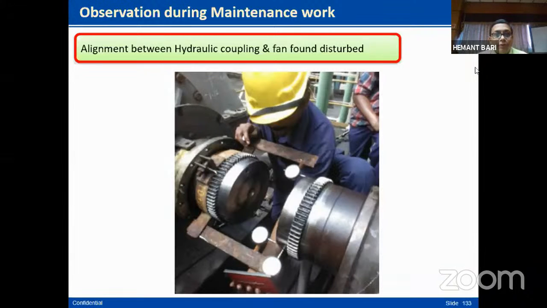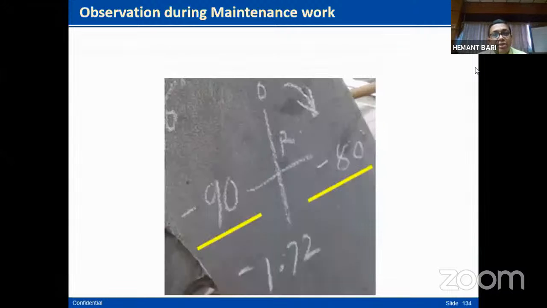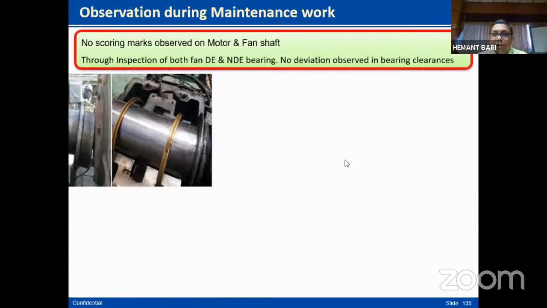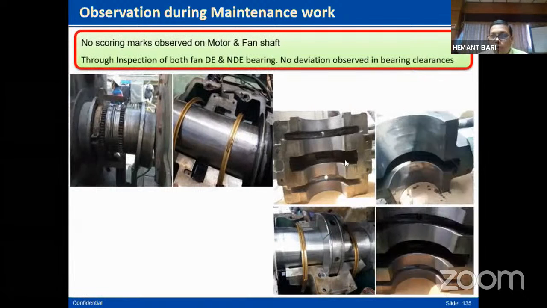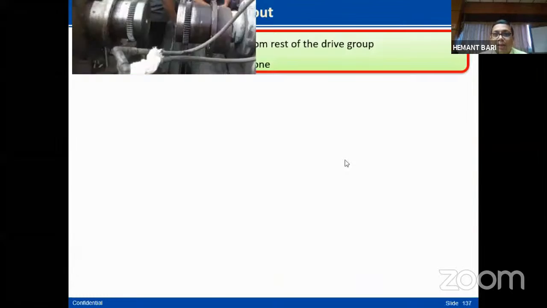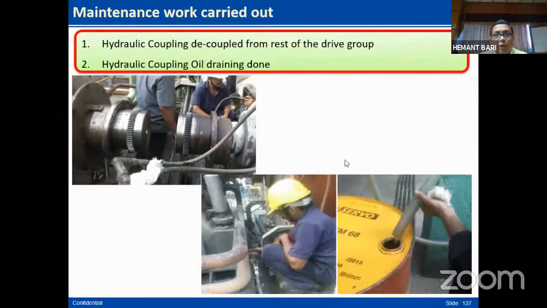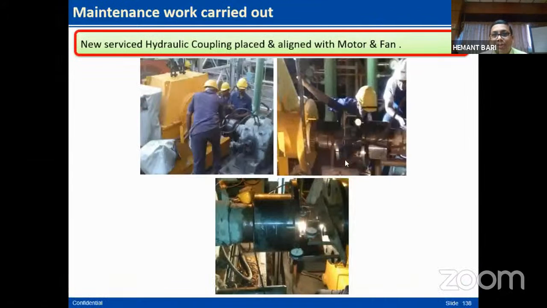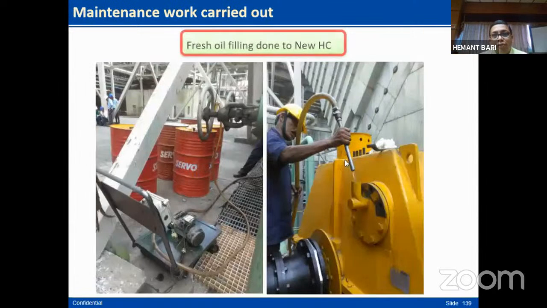During the shutdown, we stopped the fan. Alignment between hydraulic coupling and fan found disturbed because of increased bearing clearances. Minus 90, minus 80. This has to be minus 70. No scoring marks on motor, fan shaft. Thorough inspection of both DE and NDE bearing was done, means no secondary damages. Fan internal inspection was done, no deviations noticed. So hydraulic coupling decoupled from rest of the drive group and oil was drained. New serviced hydraulic coupling was placed, aligned with the motor and fan. Fresh oil filling done.